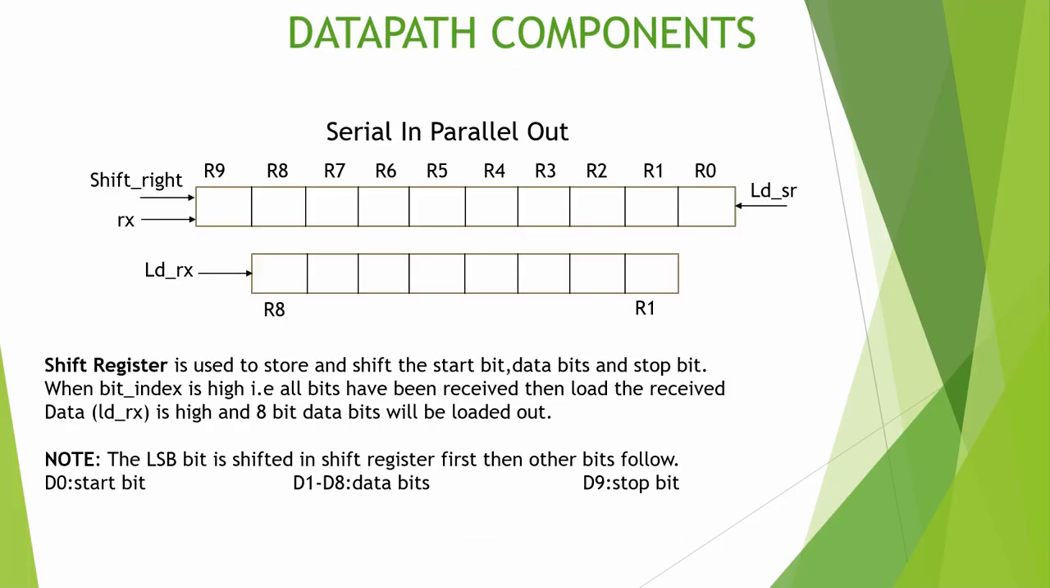receiver. The next data path component is the serial-in parallel-out shift register. The shift register is used to store and shift the start bit, data bits and stop bit. When the bit index is high, that is, all the bits have been received, then load Rx is high and the 8 bits of data will be loaded out. The point to note here is that the LSB is shifted into the shift register first, then the other bits follow.